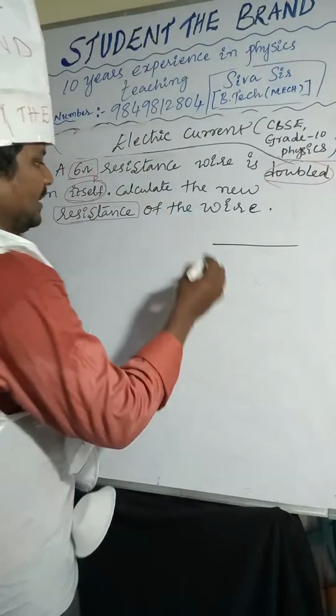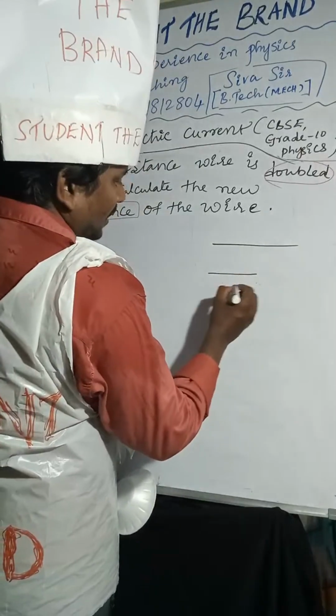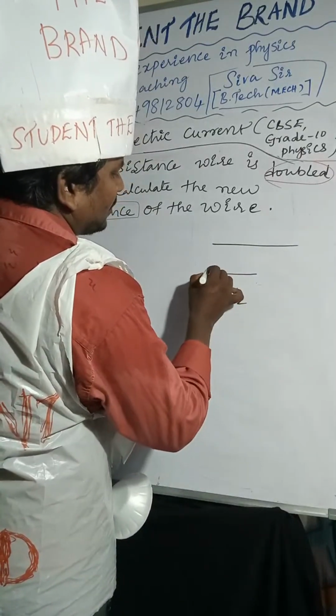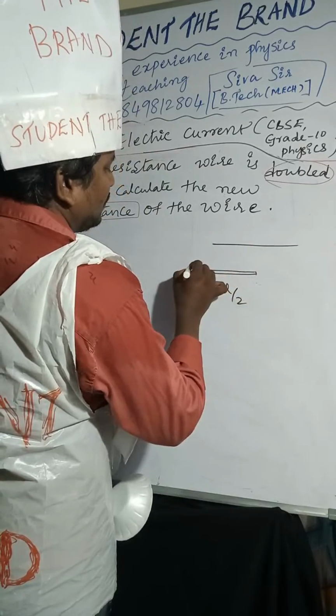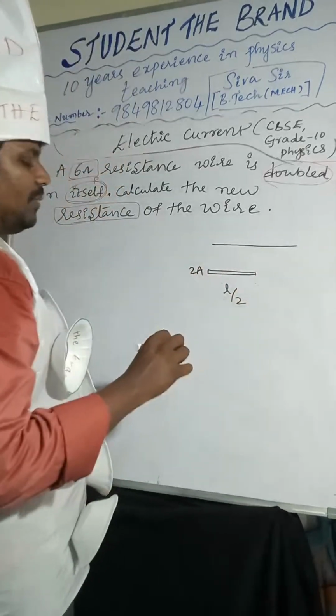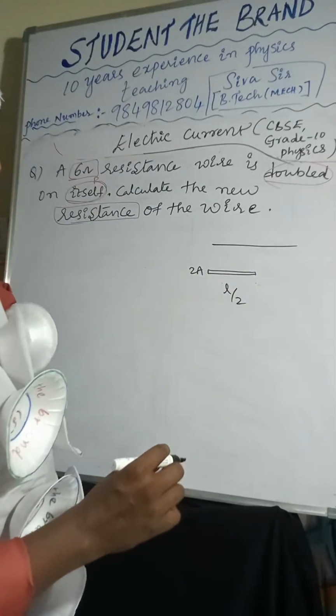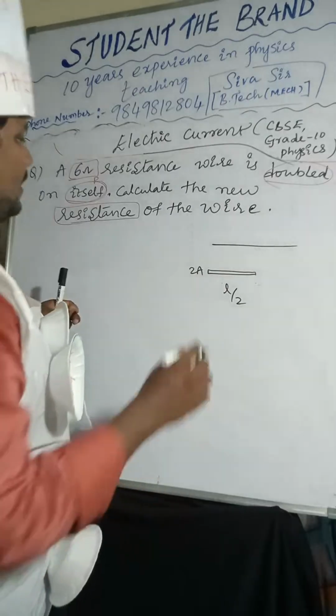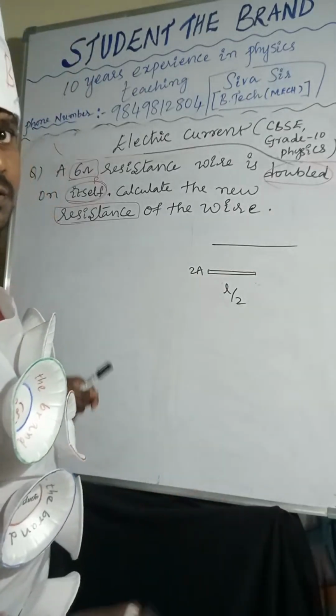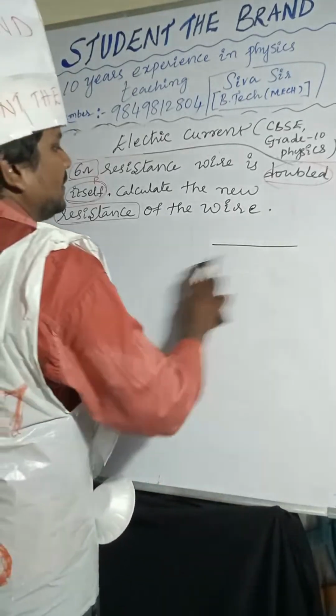So I'm considering now: length is L by 2 and cross section is 2A. L by 2 and 2A, right? That's enough. Now you can check once and substitute the values.